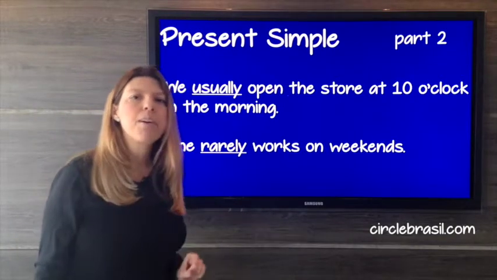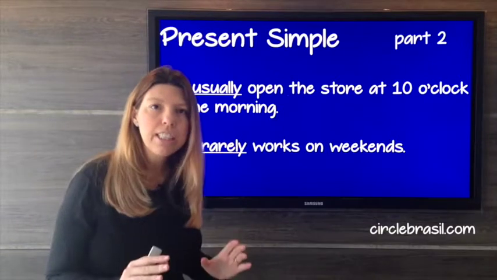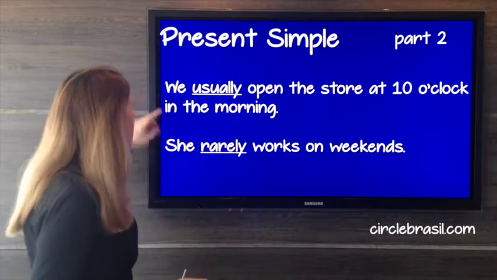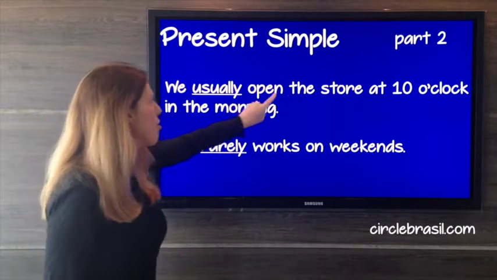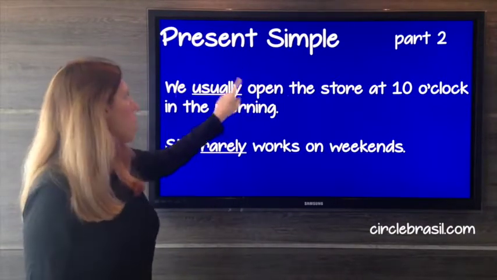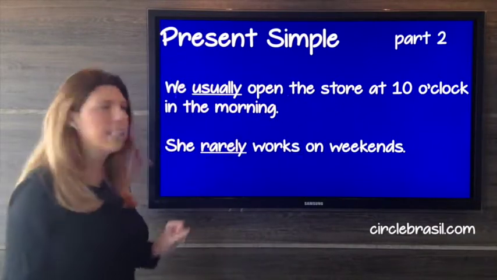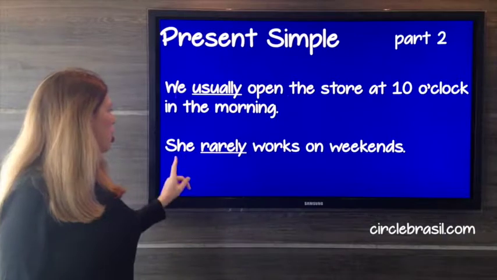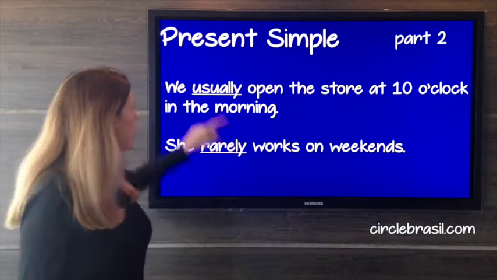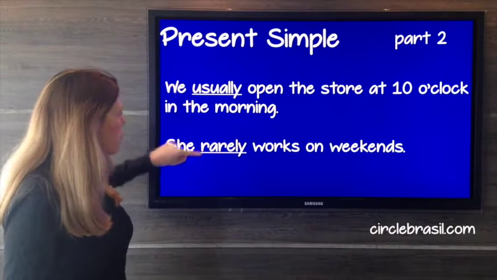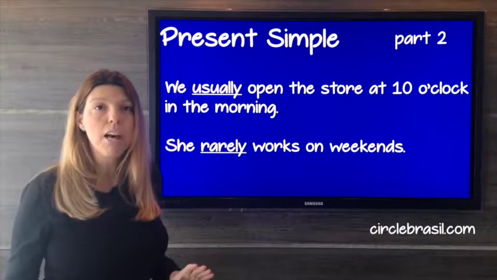And remember, the safest place for us to insert an expression of time is between the subject and the verb. So you see here, we usually open the store at 10 o'clock in the morning. She rarely works on weekends. Okay, so this will be the safest place for you to insert the expression of time, all right?